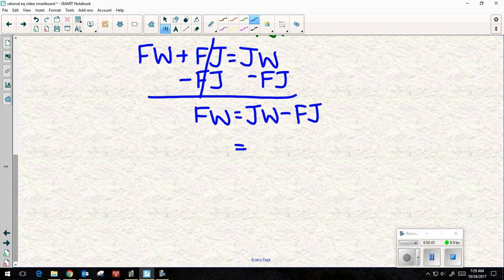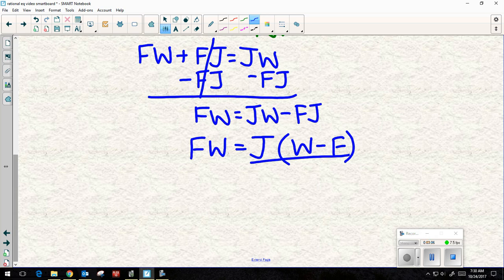So I'm going to factor out a GCF of J. When I do that, I'm left with W minus F on the inside. The left side I didn't touch, so I'm just going to bring it down, FW. So I'm almost there. I still wanted to say J equals, so what's left over is that whole parentheses of W minus F. So I'm going to divide by the subtraction of W minus F.